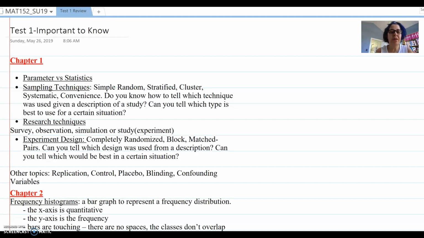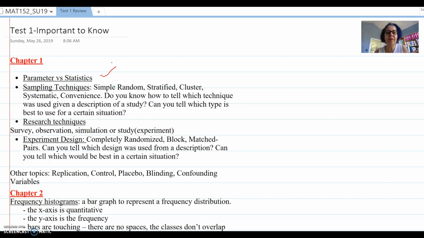Okay, chapter one. We got to know what is a parameter and what is a statistic, right? And what is a quantitative variable, what is a qualitative variable. We also need to know that. We need to know the sampling techniques.